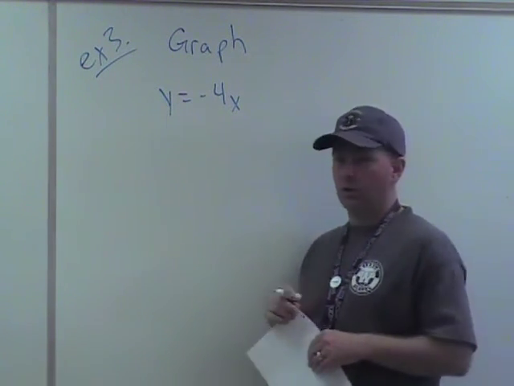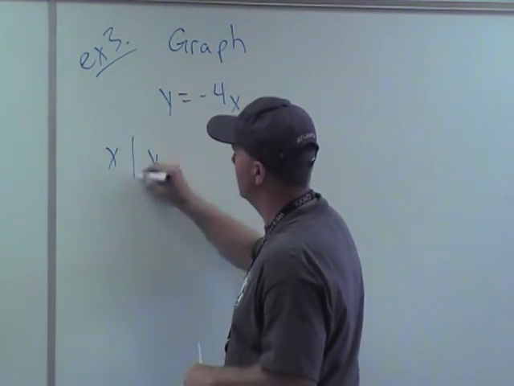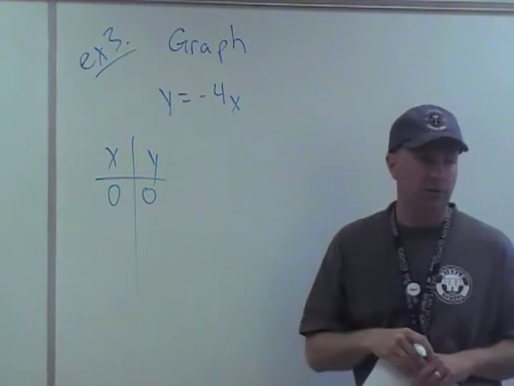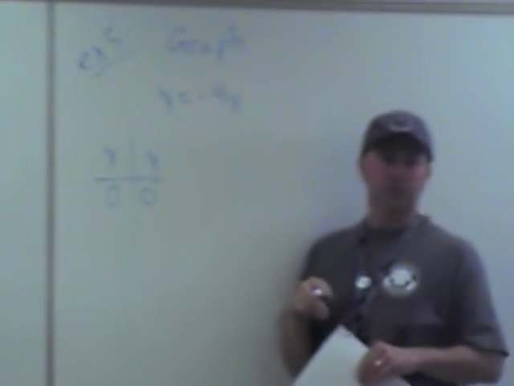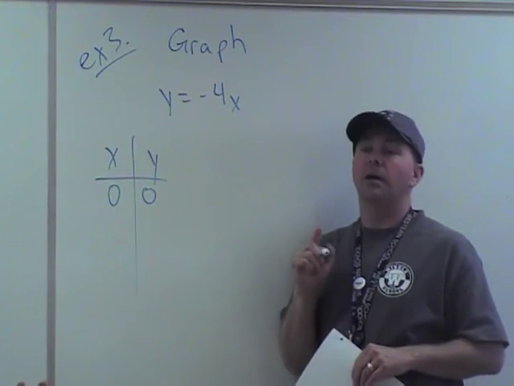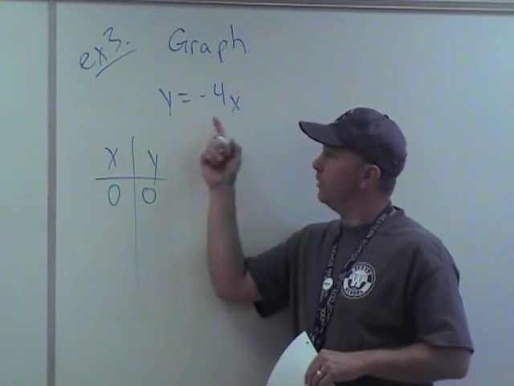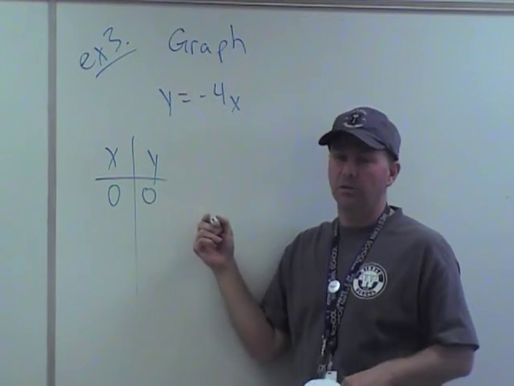So what we started with before we did slope-intercept form was an XY chart. Well, we already know 0, 0 is one of the points. Why is it always 0, 0? Because if there's nothing added on to the negative 4x, it's 0. If I plug 0 in for x, what am I going to get for y? 0. That's why.